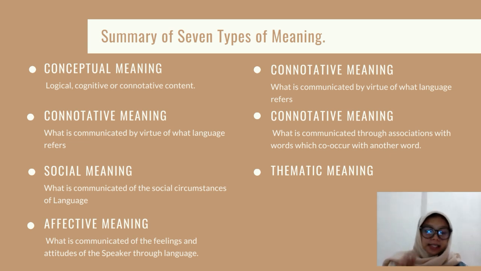And the sixth is collocative meaning, a variant of conceptual meaning. That is what is communicated through association with words which co-occur with other words. And the last is thematic meaning. Thematic meaning is what is communicated by the way in which the message is organized in terms of order and emphasis.